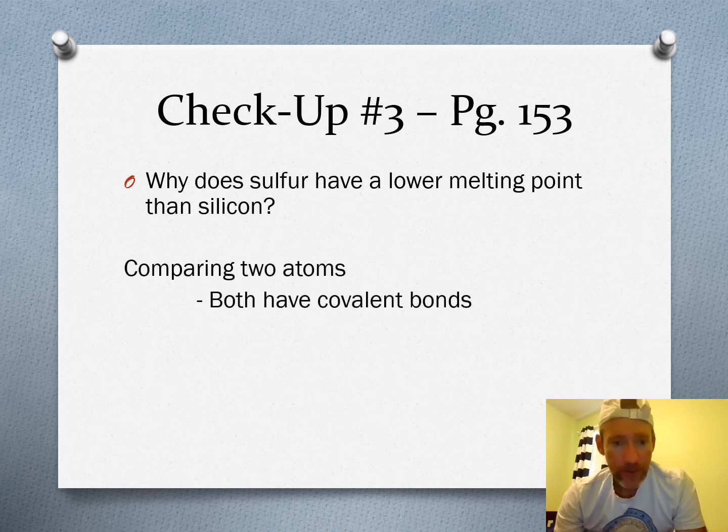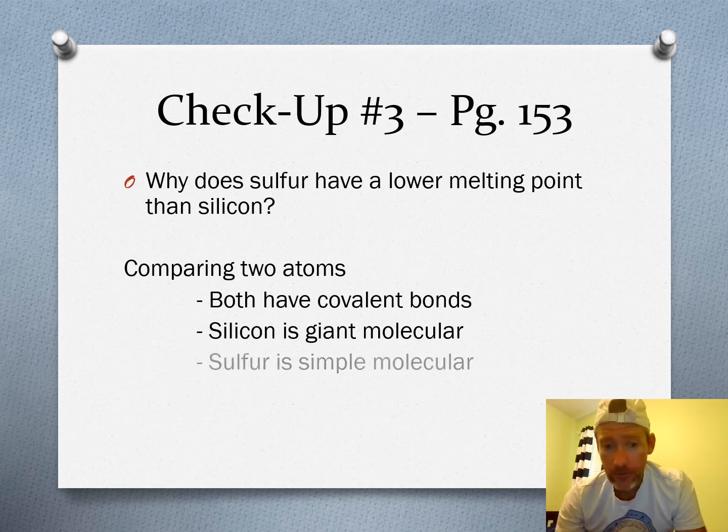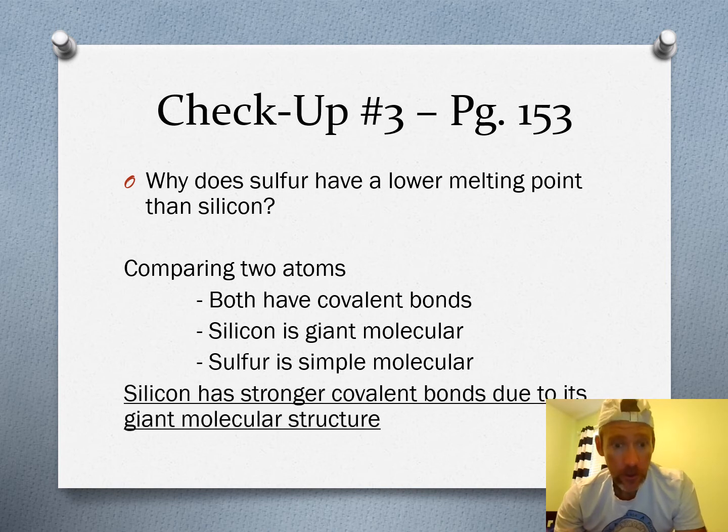So comparing 2 atoms, they both have covalent bonds because they're both nonmetals. Silicon is a giant molecular. Sulfur is a simple molecular. So there's a difference right there. Knowing that the structure is different, you can use that as your answer. So silicon has strong covalent bonds due to its giant molecular structure, where sulfur has weak forces due to its simple molecular structure. So that's why silicon has a higher melting point, because of strong covalent bonds and giant molecular structure.